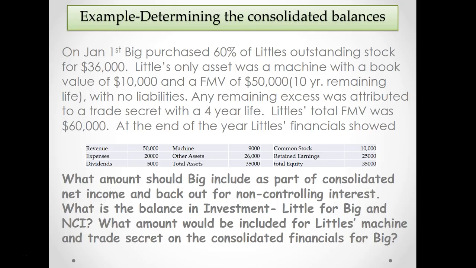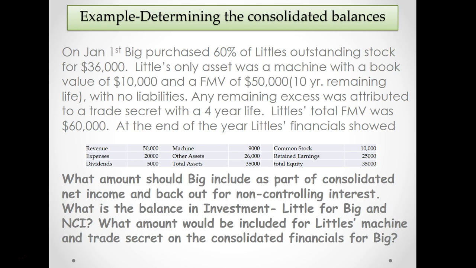Okay, on January 1st, Big purchased 60% of Little's outstanding stock for $36,000. Little's only asset was a machine with a book value of 10, fair market value of 50, and 10 years remaining life. They had no liabilities. Any remaining excess was attributed to a trade secret with a 4-year life. Little's total fair market value was $60,000.